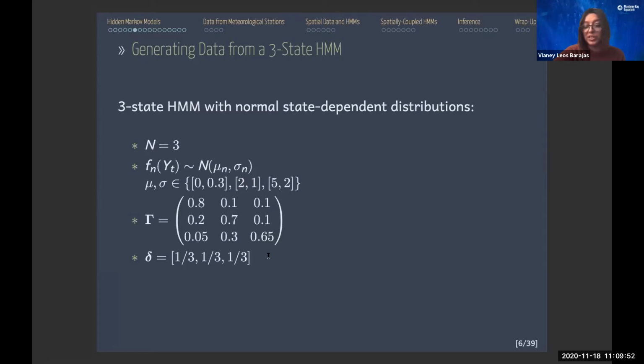We have the following transition probability matrix. And we can see here there's more persistence in state 1, and less persistence in state 3. This is the probability that, given that I'm in state 1 at time t minus 1, I'll transition to state 1. And this is 0.8, so it's a higher probability. And the initial state distribution means that when we first observe the process, it could be any of the states.